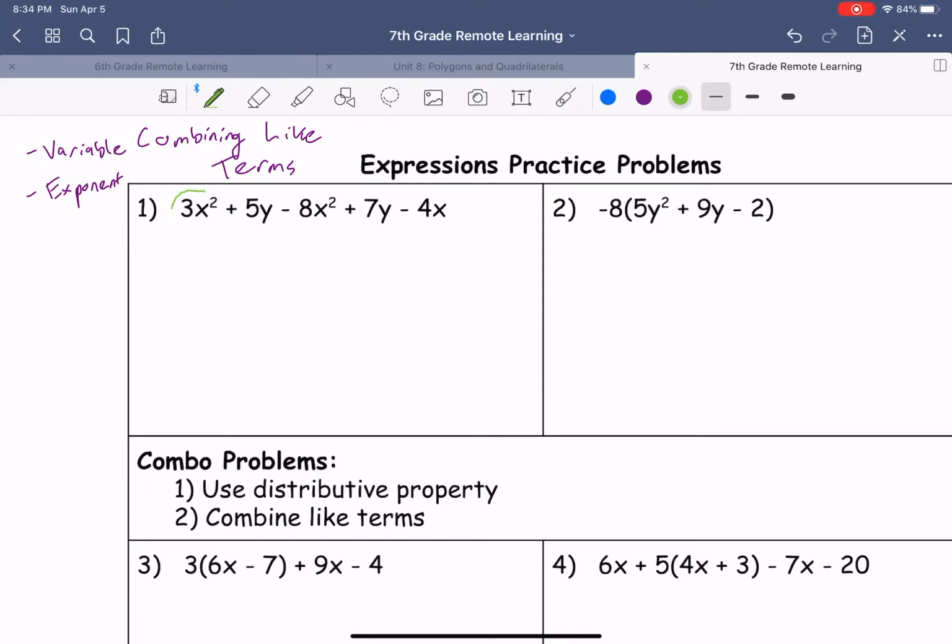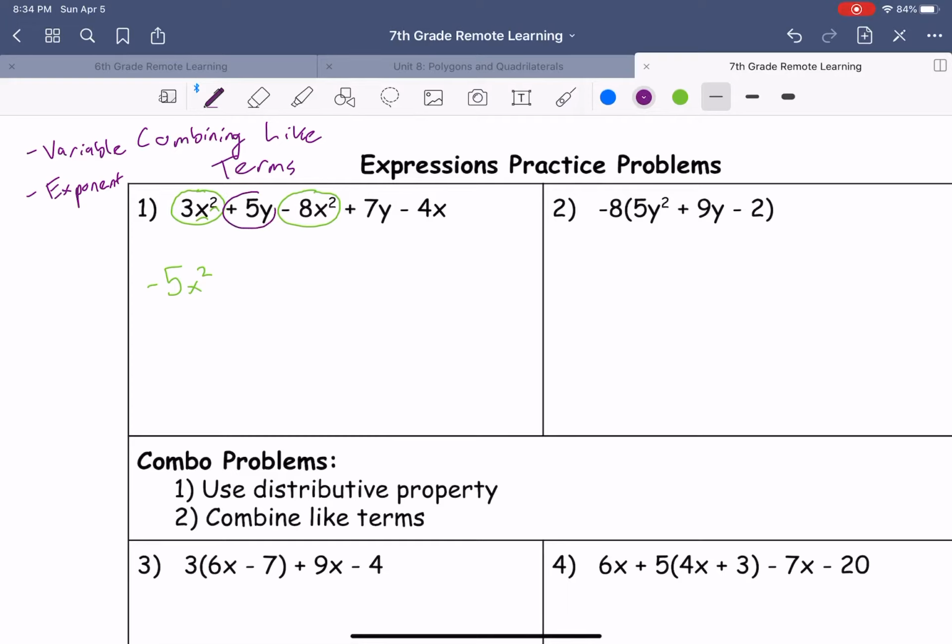So if we just start at the very beginning, 3x squared. So we want a variable of x and an exponent of 2. So the other thing that has that is this minus 8x squared. Okay, so let's combine those. 3 minus 8 is negative 5x squared.